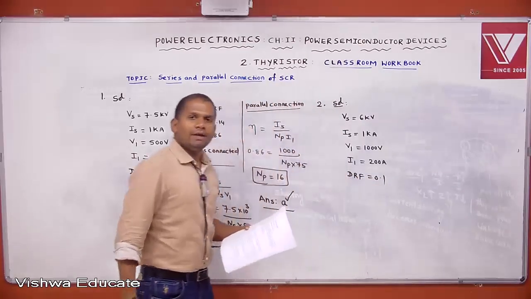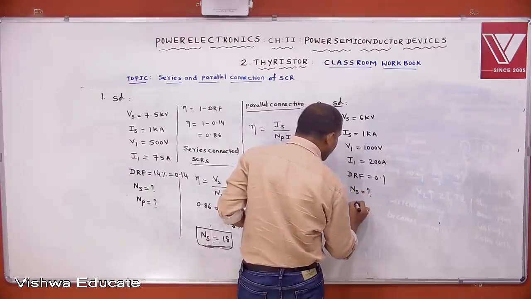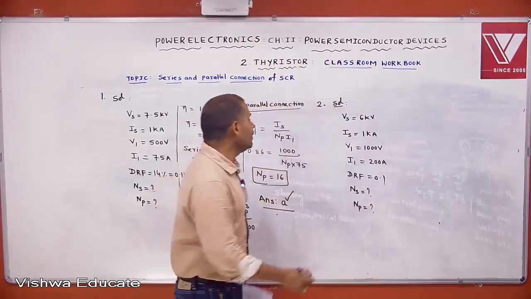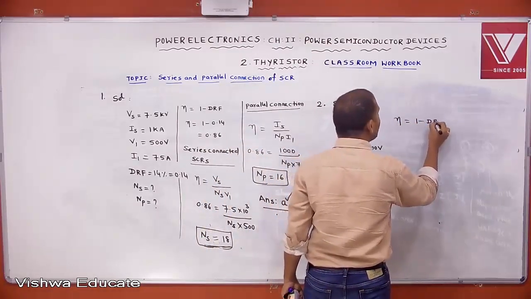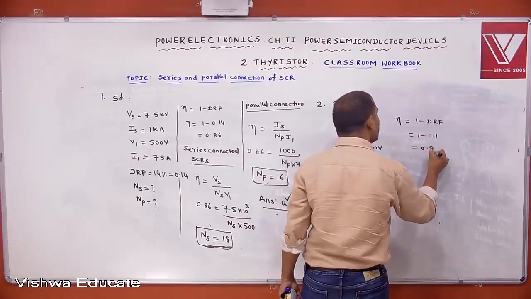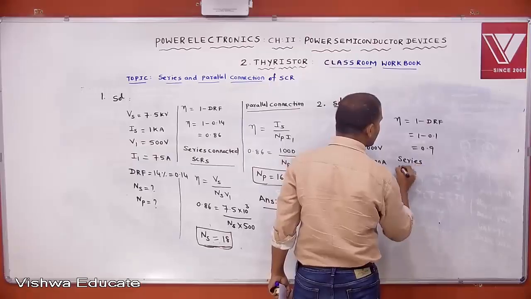Then we calculate the number of series and parallel connected SCRs. How many series connected SCRs? How many parallel connected SCRs? First define the string efficiency. String efficiency equals 1 minus derating factor, so 1 minus 0.1. Then we get 0.9.